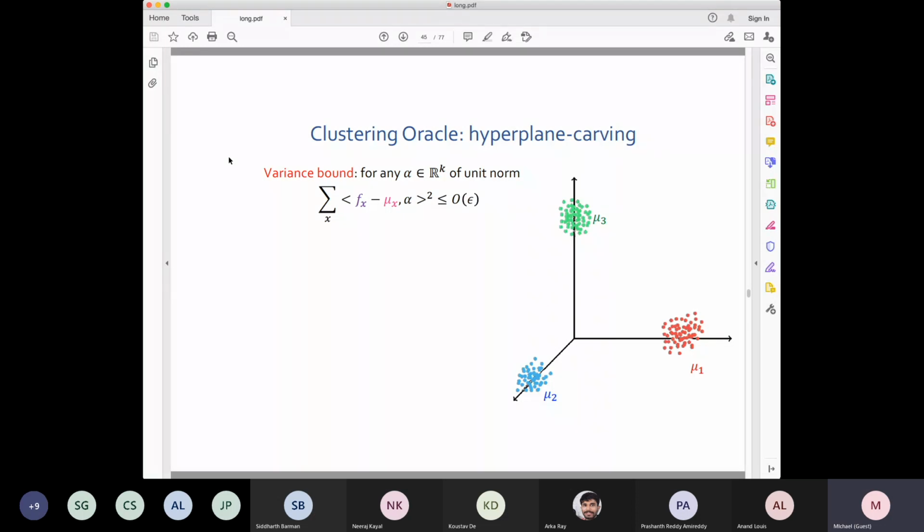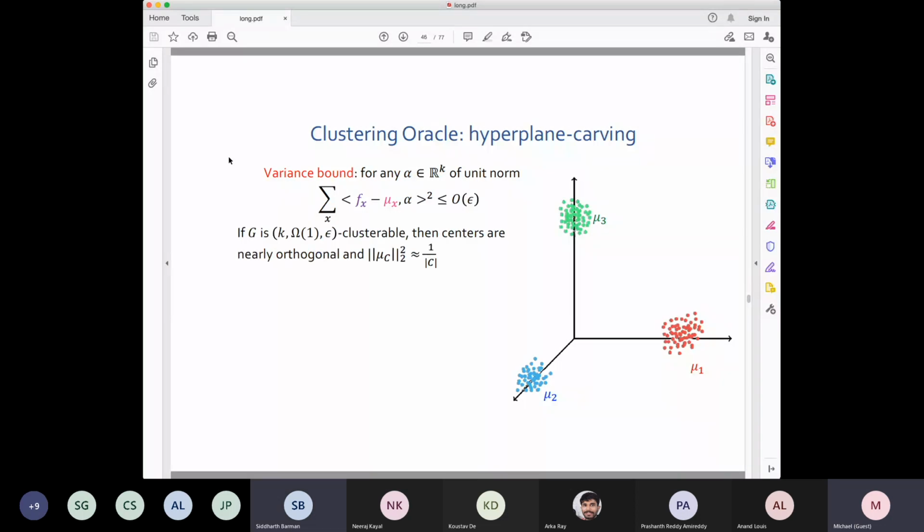If the following bound turns out to be true, if you sum over all vertices in the graph, what do you sum? You look at the difference between f_x, the point at which x is embedded, and the cluster center mu_x, and then you project this onto direction alpha, and sum up the squares of those things. This is small. So this is order epsilon. This is roughly the outer conductance of our instance. Okay. So basically, one can bound the total square deviation of the embedded points from their centers in any direction in this k-dimensional space.